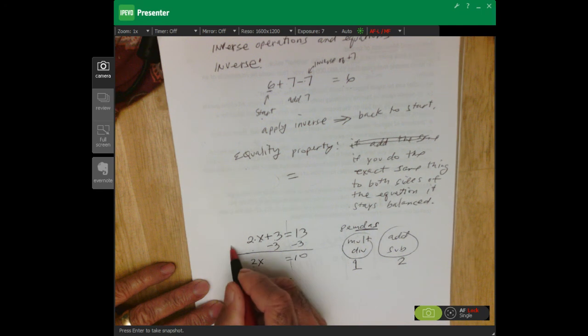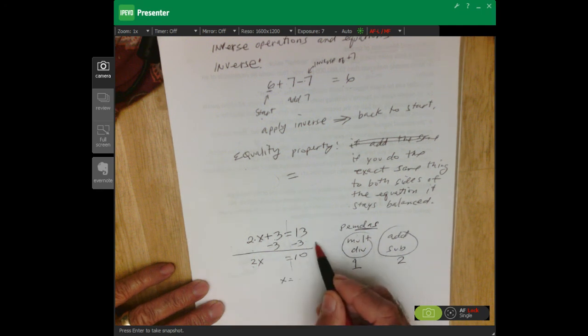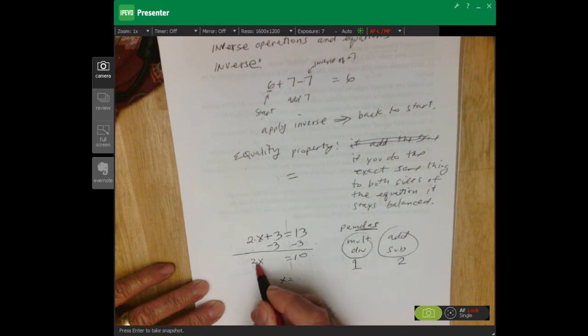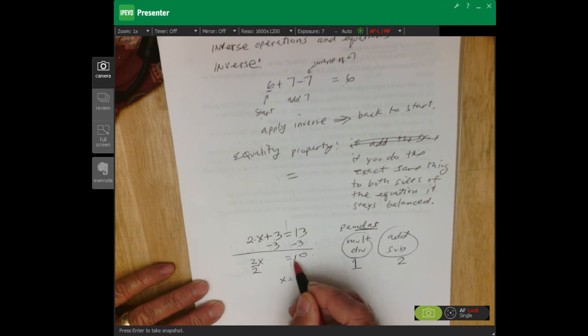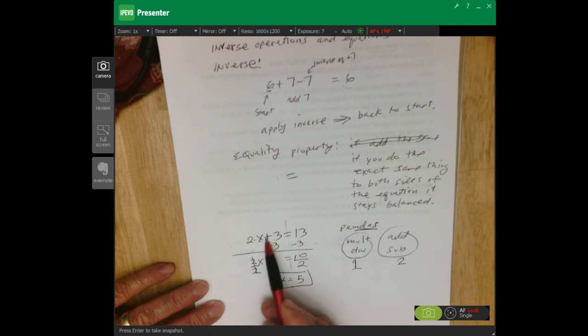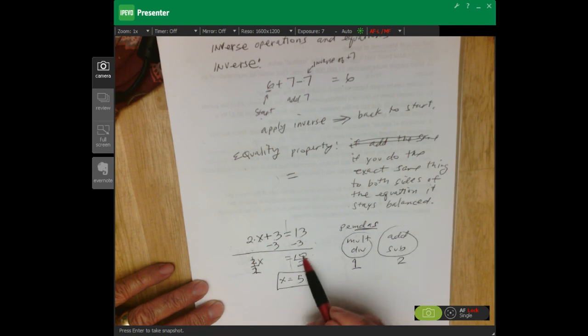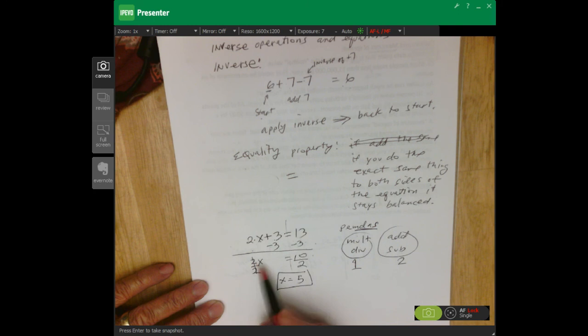Each time we take a step, ideally we should be getting a simpler equation. So now we have 2 times x equals 10. Now the inverse of multiplication is division, so we divide, and we end up with x equals 5. So the first thing we do is we look at plus 3, use the inverse operation, positive 3 minus 3, that gives us a 0. 13 minus 3 gives you 10. We bring down the 2, and 2x.